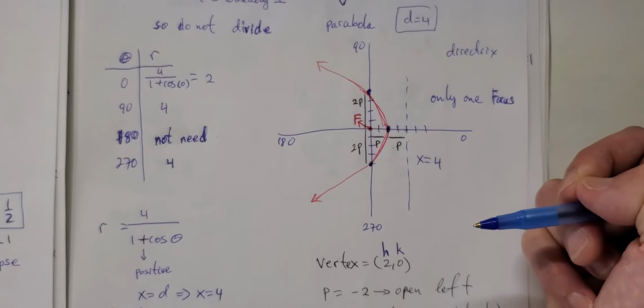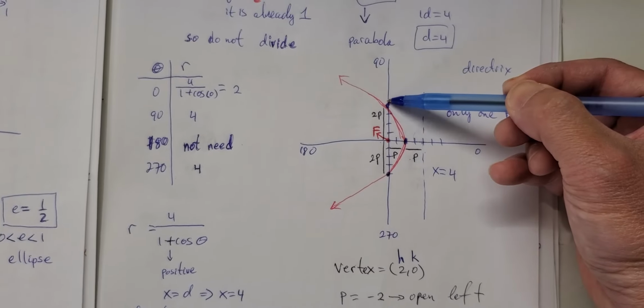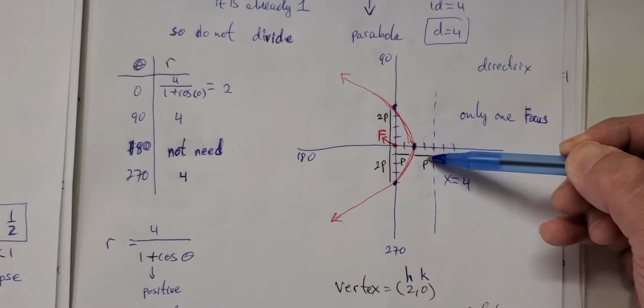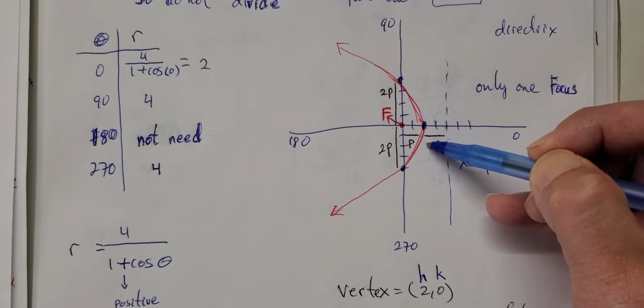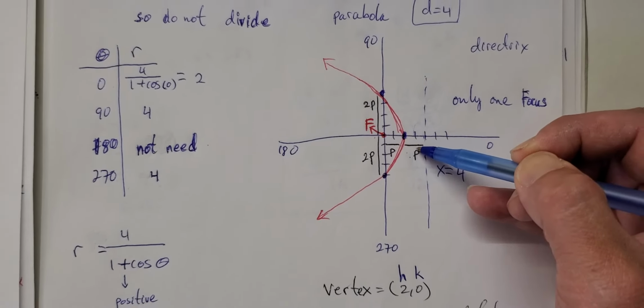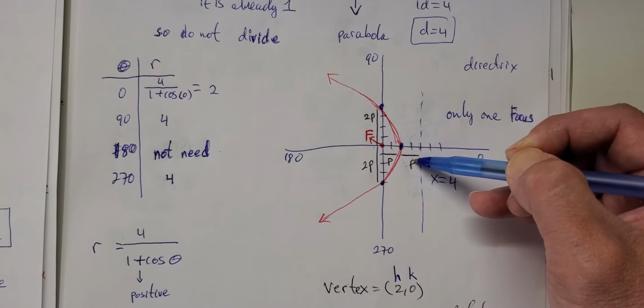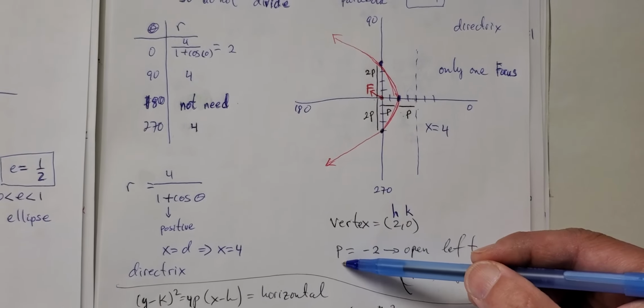One more time. The distance from the directrix to the pole is 4, but p is halfway from the vertex to the directrix, so just divide by 2. Technically, the distance from the vertex to the directrix is 2. So that's what p is.